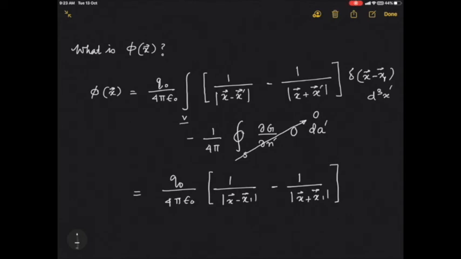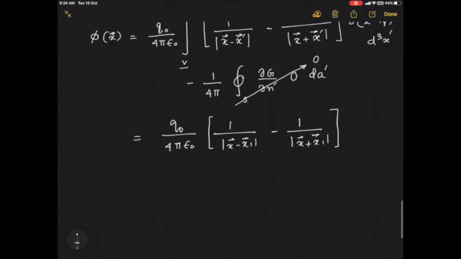There is a catch here. I had a volume integral over a certain volume V. It's not a volume integral which goes to infinity. But then how come I do this delta function integral? Because for the delta function integral to work, the volume integral has to go to infinity. I can do that because this x1 is guaranteed to lie inside my volume.